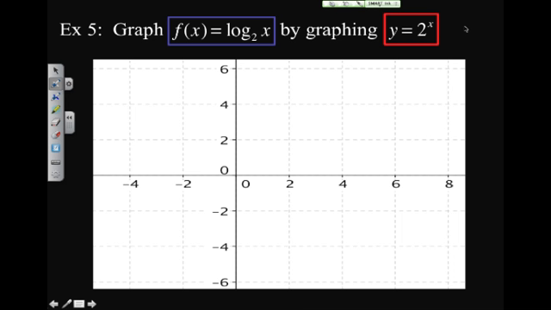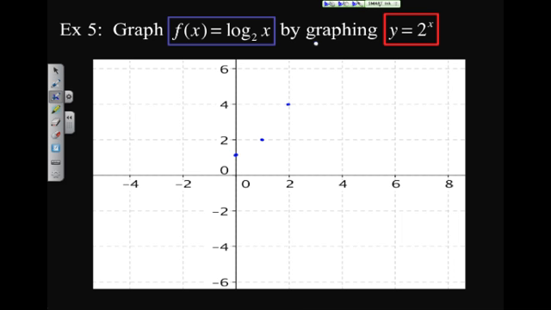So what we want to do here is graph f of x equals log base 2 of x by graphing y equals 2 to the x power. If you remember, we graphed this exponential the other day, and I'll just verbally put in some points. 2 to the 0 power is 1. 2 to the first power is 2. 2 to the second power is 4. 2 to the third power, if it fit, would be up here around 8. It's off our graph.